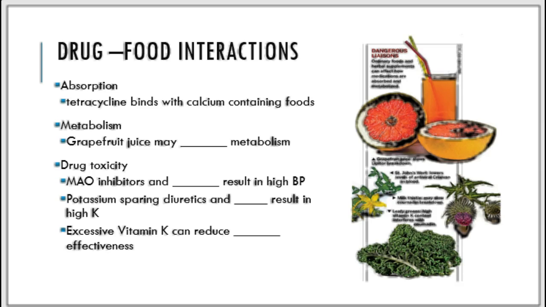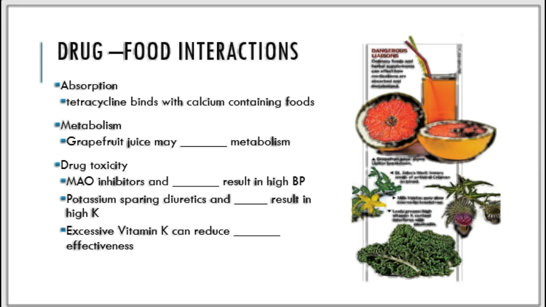There's also drug toxicity, MAO inhibitors, and tyramine. Tyramine, which you get in your diet. When you're taking MAO inhibitors, tyramine doesn't get normally broken down. It builds up and you can have high blood pressure or even a hypertensive crisis.